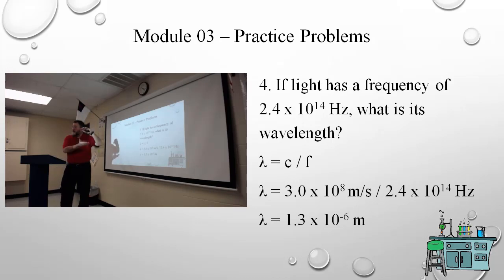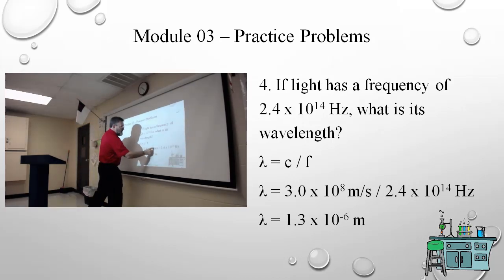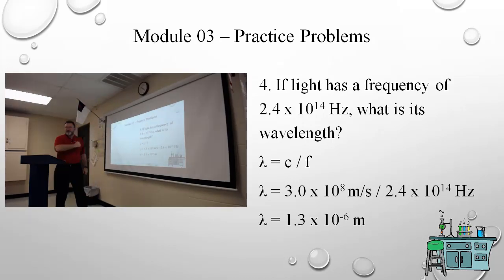Because remember, when you're dividing by scientific notation, you do that process-wise by subtracting the exponents. Subtract the exponent of the numerator, which is 8, minus the exponent of the denominator, which is 14. 8 minus 14 is -6. Okay. So 3 divided by 2.4 is 1.3. 10 to the 8th divided by 10 to the 14th is times 10 to the -6th meters.